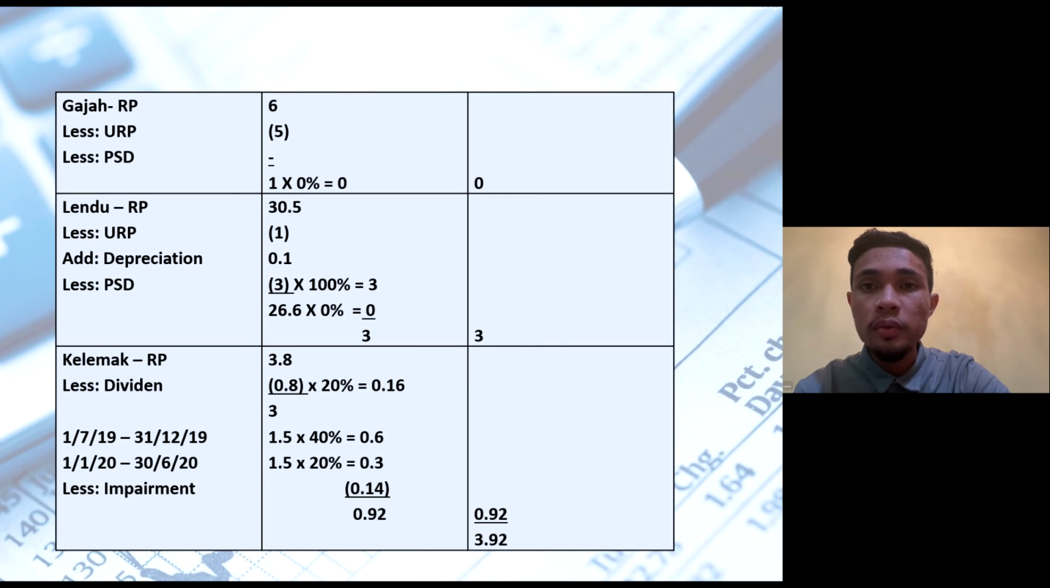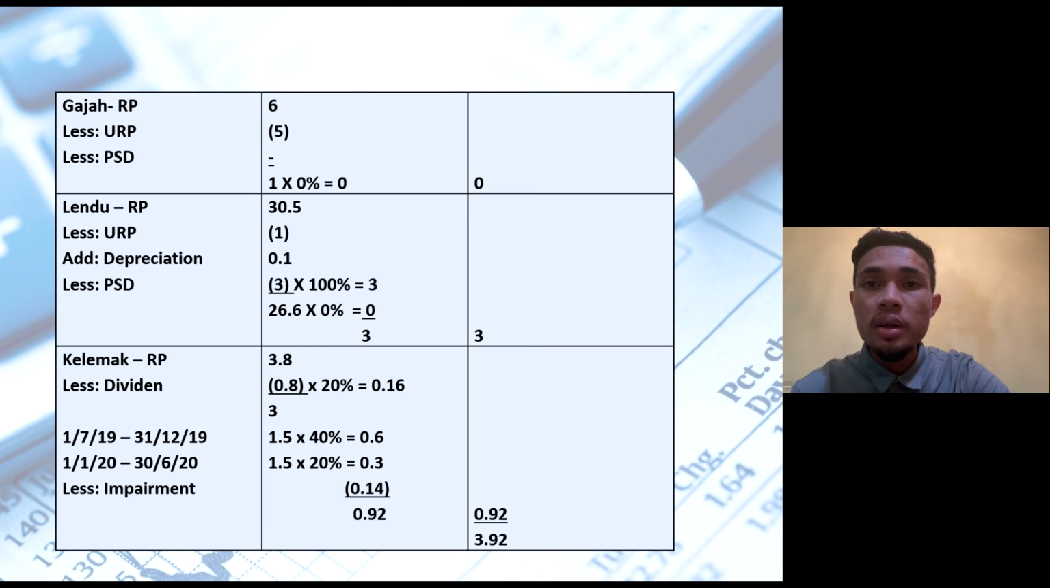Next, we calculate the retained profit of Lendu, where the post-acquisition retained profit is 30.5. Then we deduct 1 for unrealized profit, which we got from additional information 2. And then we add depreciation 0.1, less PSD, and we get 26.6. Times the NCI percentage, which is 0%, because the holding company acquired 100% control of Lendu. For PSD, we times 100% for the NCI percentage, because the holding company did not acquire any of the preference shares from Lendu. Next, for Klemak, we have 3.8 profit for the year, minus dividend 0.8, and we get 3.